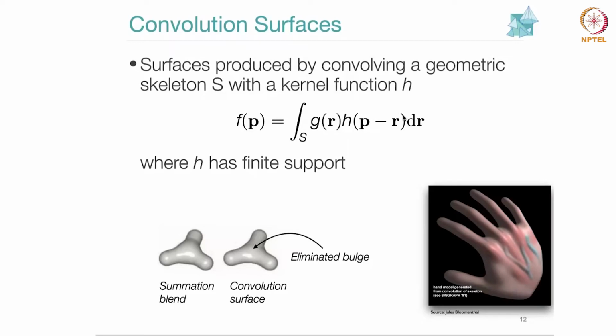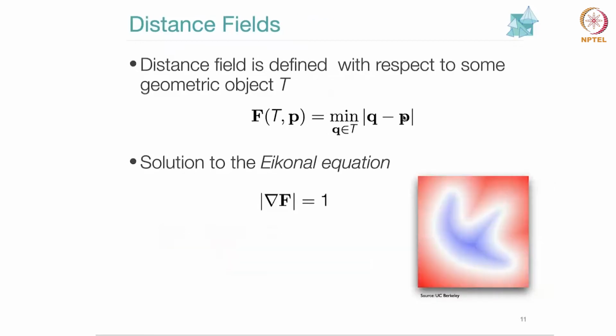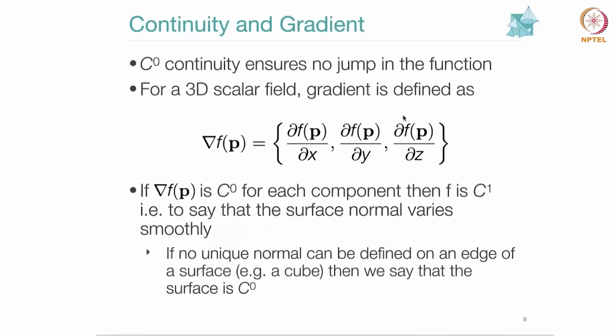It has skeletal elements that are line segments and points. And then instead of summation blending, it uses what is known as convolution surface, right? Just to avoid some problem with summation blending. We'll come back to that in a moment. So that is the kind of surface modeling that we can do with this, and much more, right? So anyway, let's move ahead now.